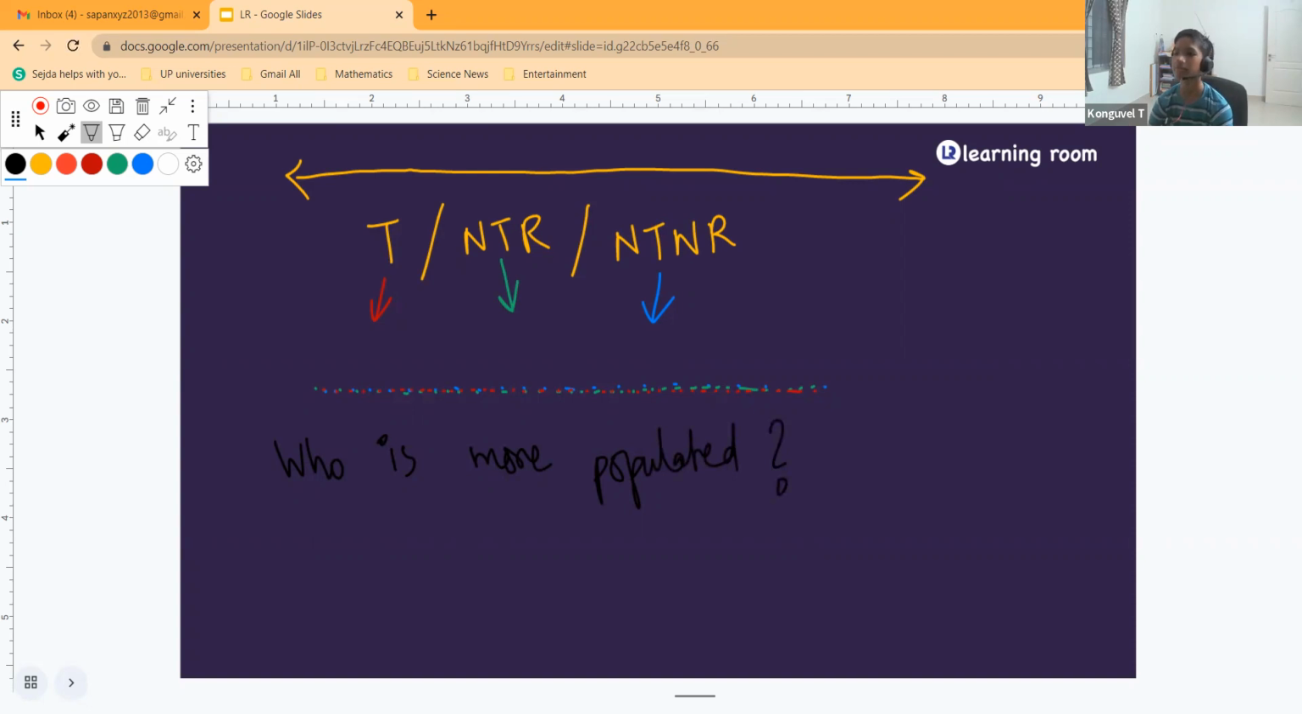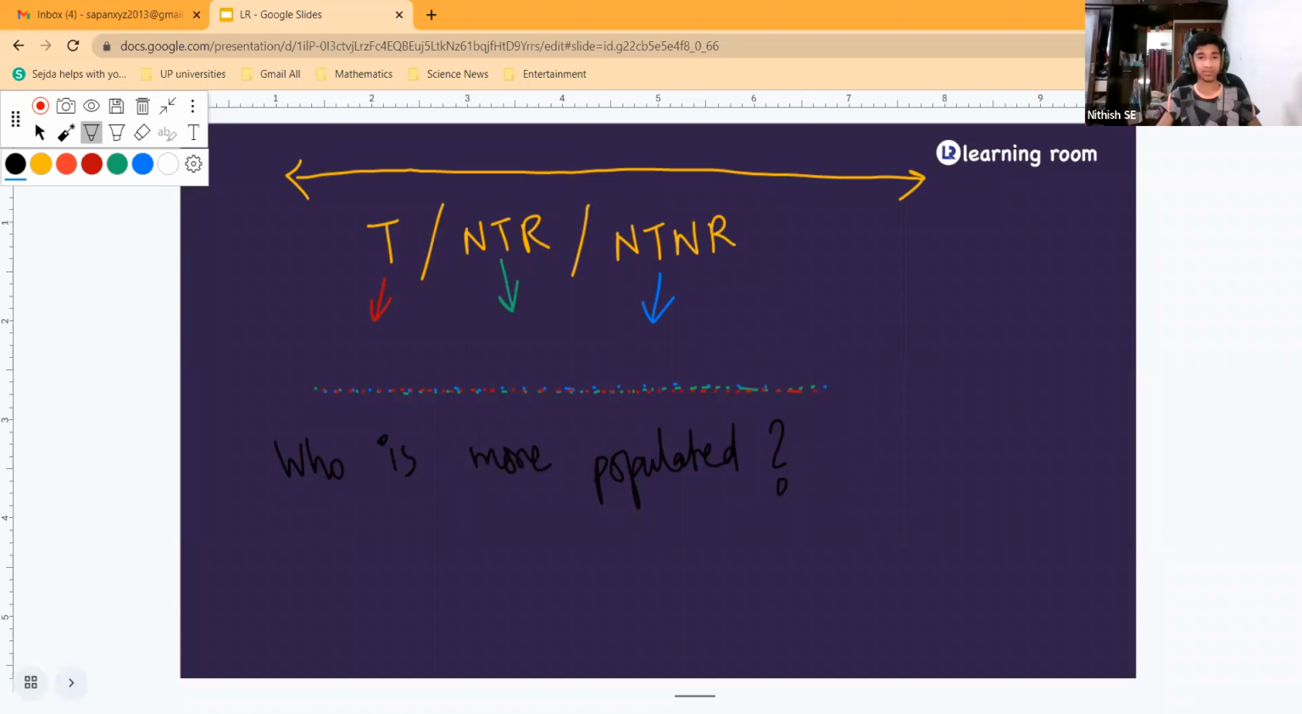Oh, you're asking how populated, how many numbers there are, sir? I thought you were asking how many decimal points there were. No. So here again, carefully, I want to count how many terminating numbers are there. I want to count how many non-terminating recurring numbers. It's not possible, sir. Everything is infinite. Yes, everything is infinite.